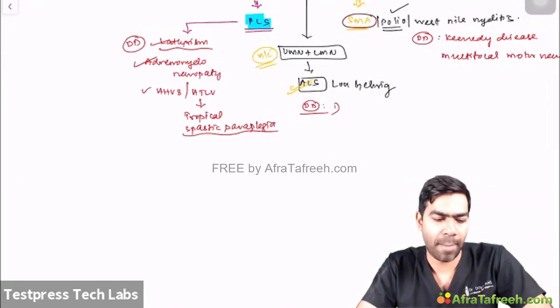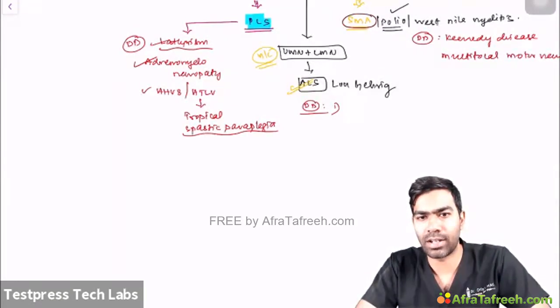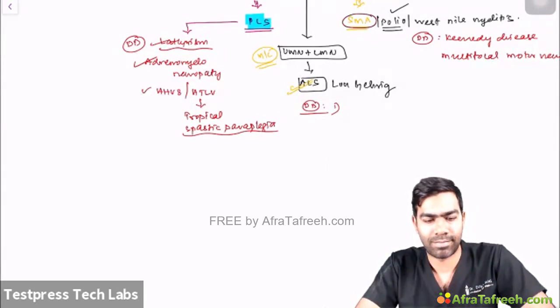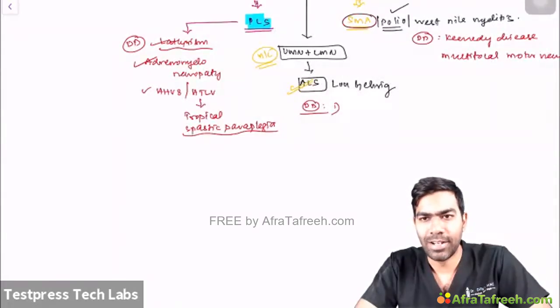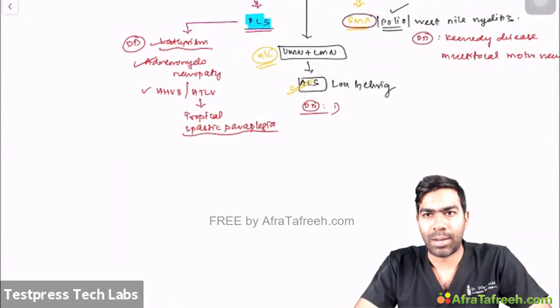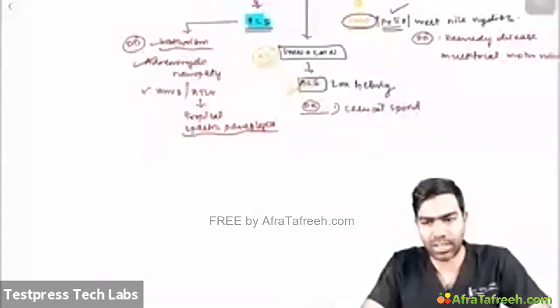Can anyone tell what is the most important DD for ALS? Very common DD, and you won't believe it if I tell you. What is the DD? The first DD, if they ask you what is the DD for ALS? I'll tell you why cervical spondylosis can mimic amyotrophic lateral sclerosis. Cervical spondylosis is the first DD that you have to tell.